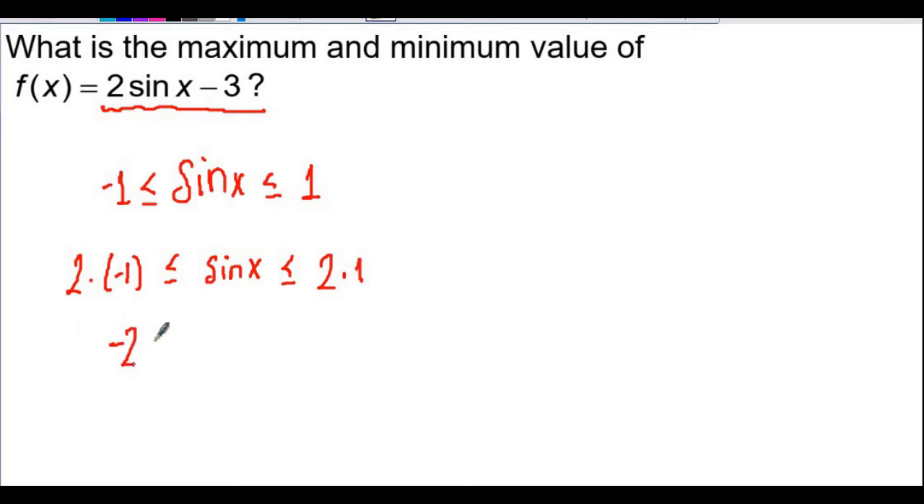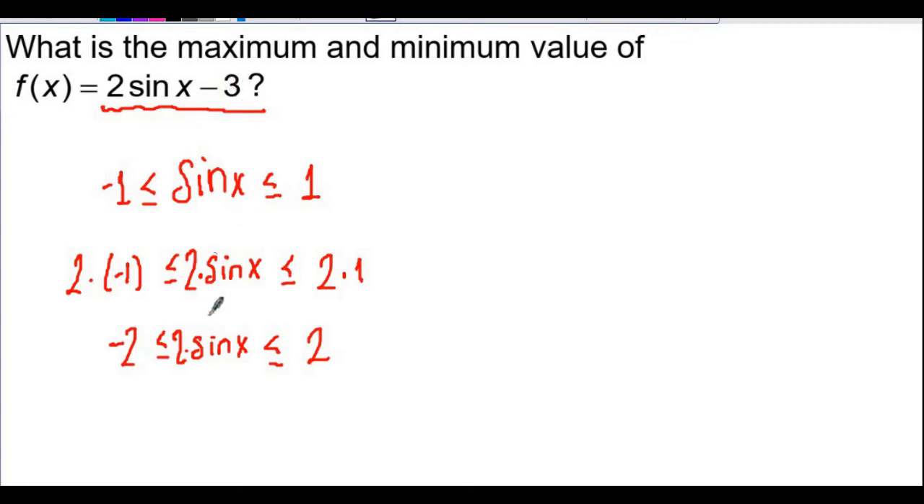So we get -2 less than or equal to sine of x less than or equal to 2. I'm sorry, we multiply all these values by 2. So we multiply this value by 2 as well. 2 times -1 is -2, 2 times sine of x, and 2 times 1 is 2.